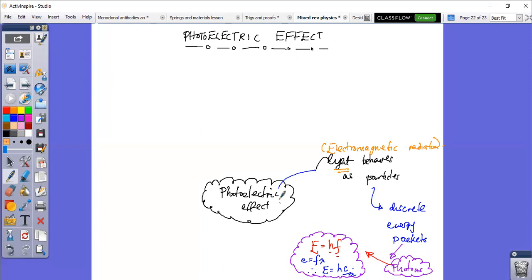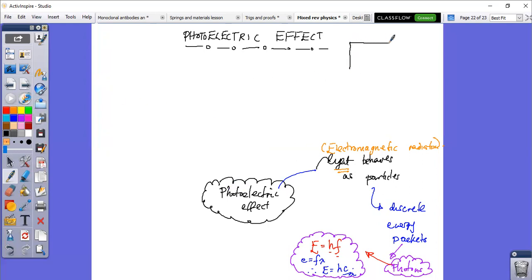Now, the key idea here in the photoelectric effect is that a photon which possesses the right amount of energy can interact with an electron, a surface electron, or an electron on the surface of a metal. And this can give it sufficient energy to then escape the electrostatic force of attraction from the positive ions within the bulk of the metal.